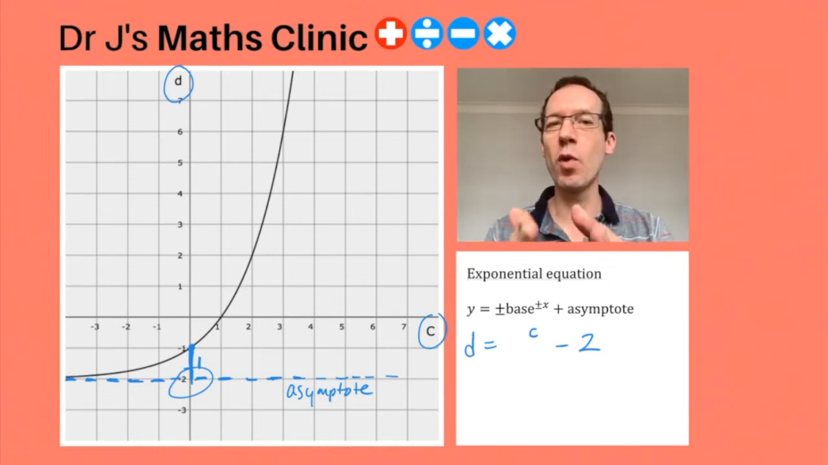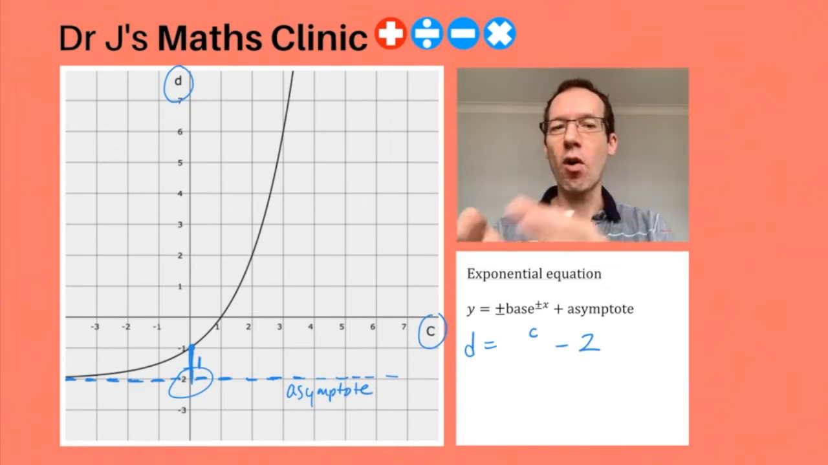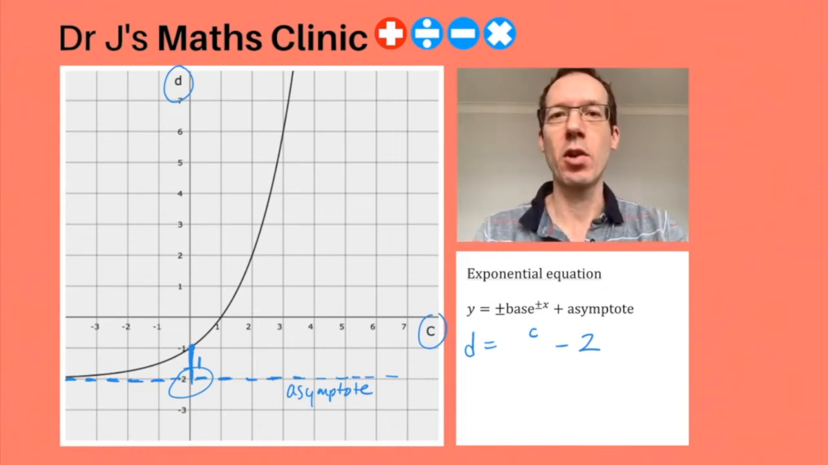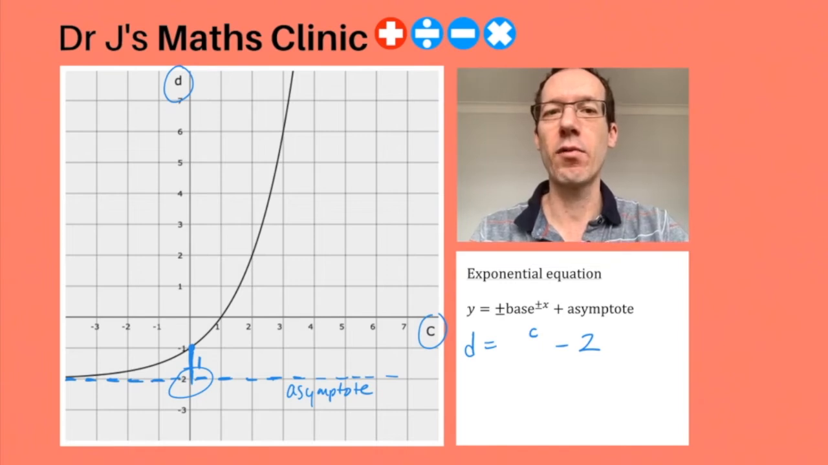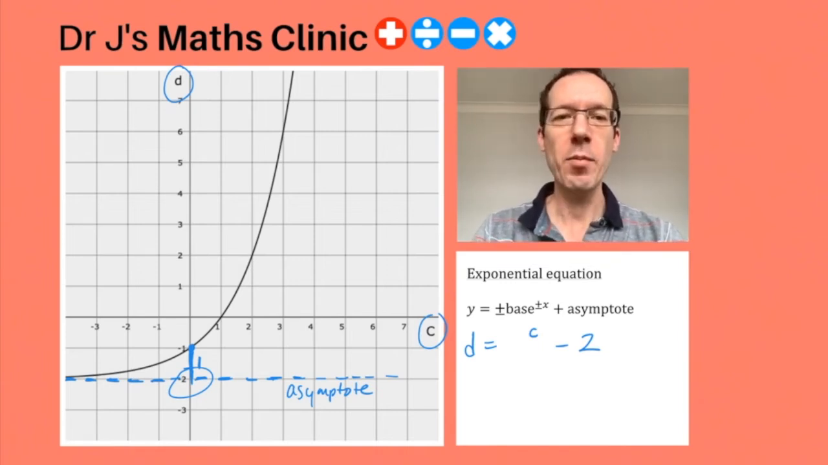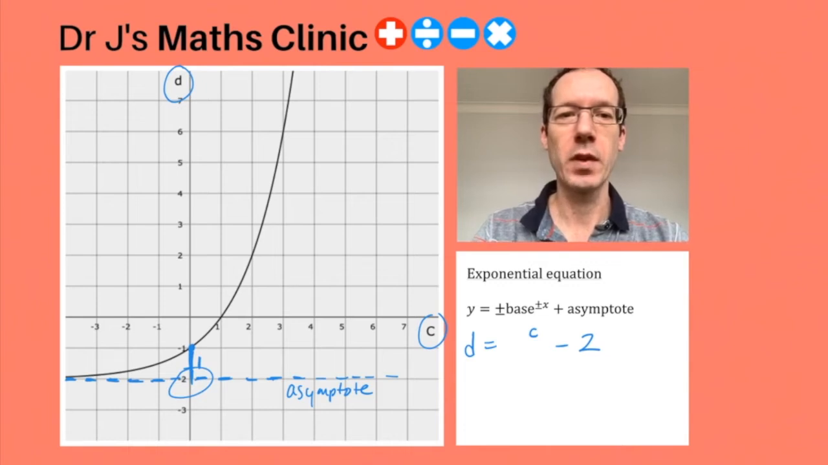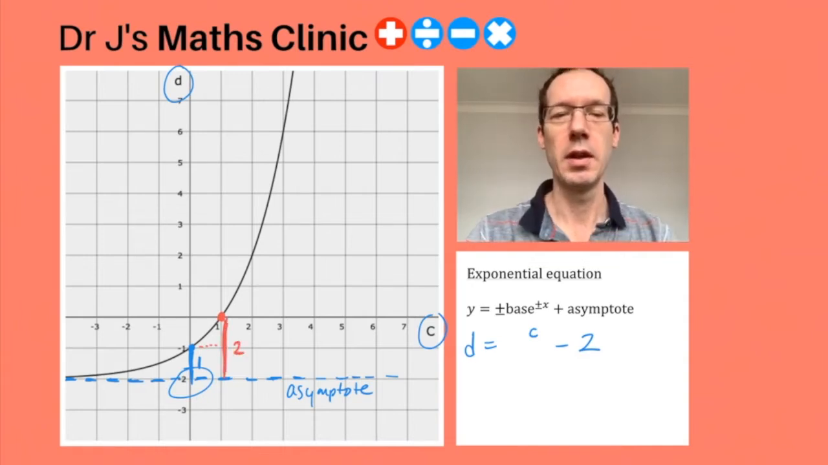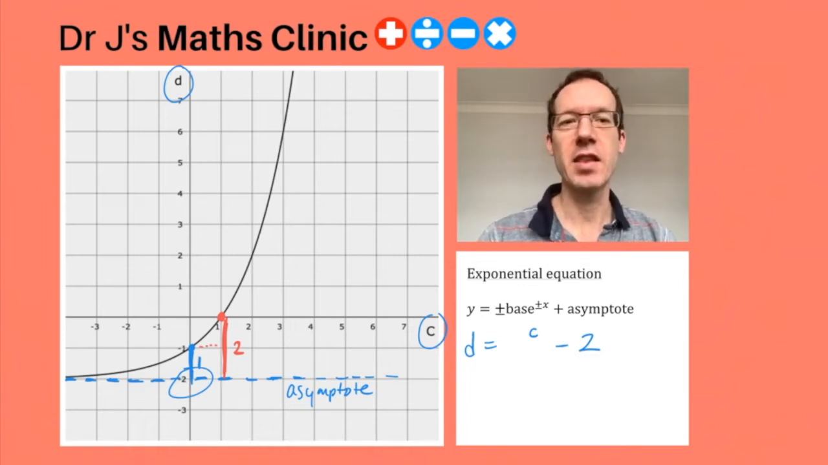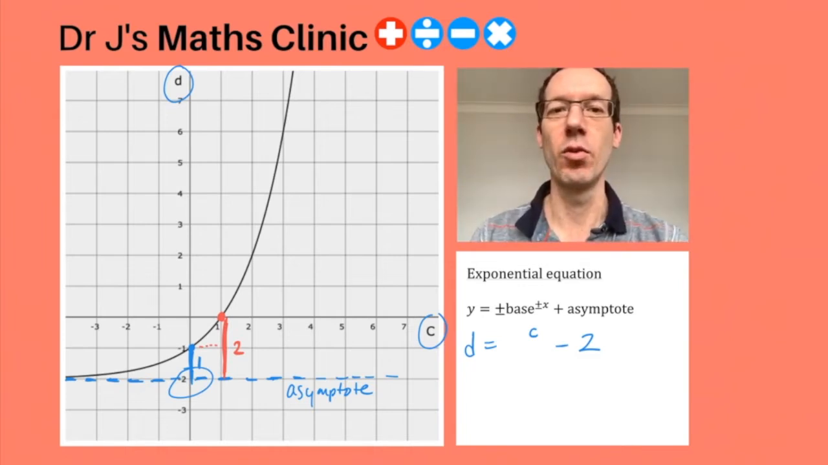What you then want to do is move a little bit further along, 1 along, and see how far you are now above the asymptote. And I'm going to do that in a different color actually. I'll do it in red just so it stands out. If I move 1 along in this direction over here, I end up at this point. That's moving 1 to the right. And now you'll see that the distance above the asymptote is actually 2. And that means that the base is 2.